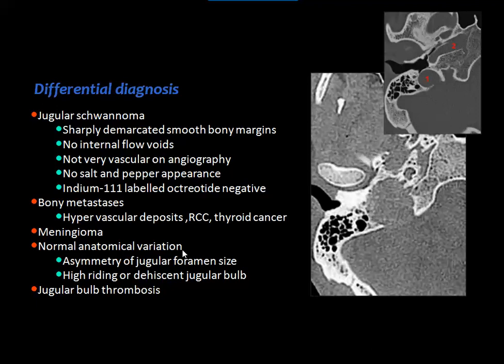Normal anatomic variation: sometimes you get a sizable jugular bulb on the right side and a smaller one on the left side. It may be dehiscent or non-dehiscent, as I explained in the lecture of the petrous bone.